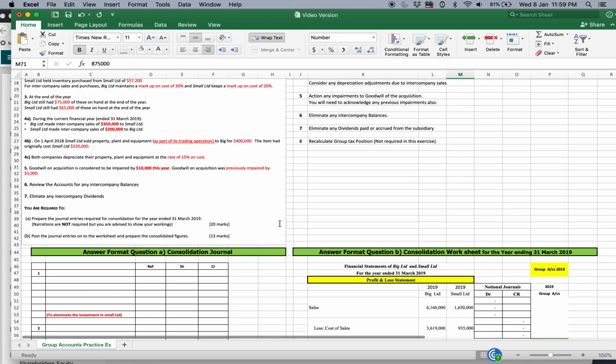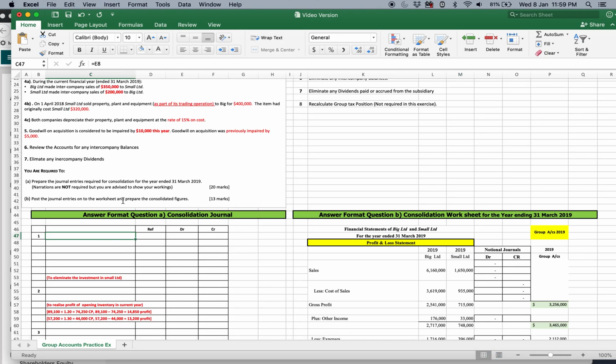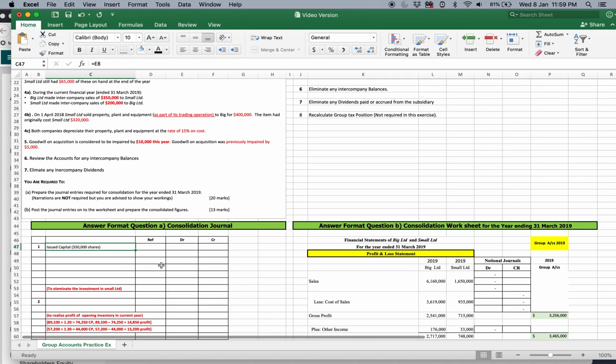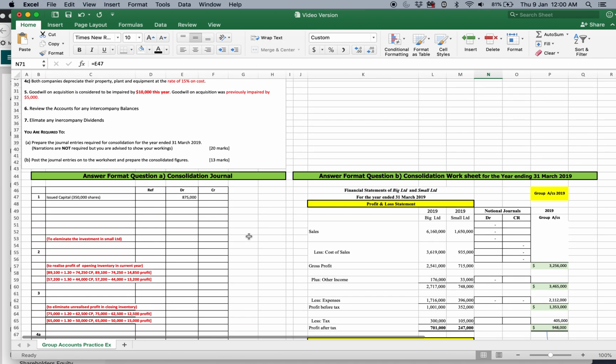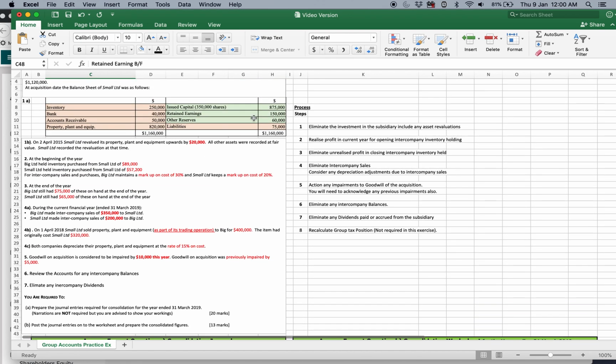So the entries will be: issued share capital will be debited 875. Now because I've already got the equals over here for that because I've done this earlier on, that's automatically posting. But for you, you would have to put equals in that cell. We won't get too far ahead of ourselves. What you do is you do all the journals first and then you would post them. It's 12 o'clock, and I just don't want this tutorial to go on too long, so I've pre-done some stuff. So you can see that we have to debit that.